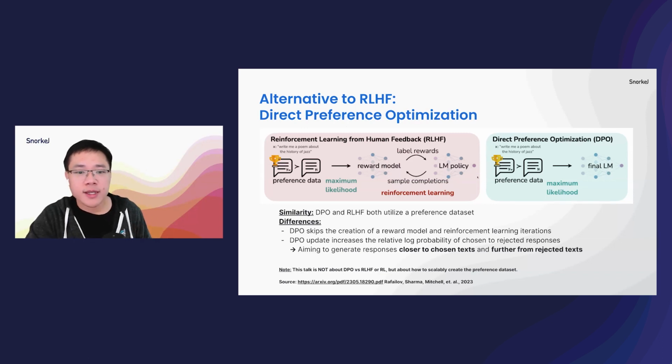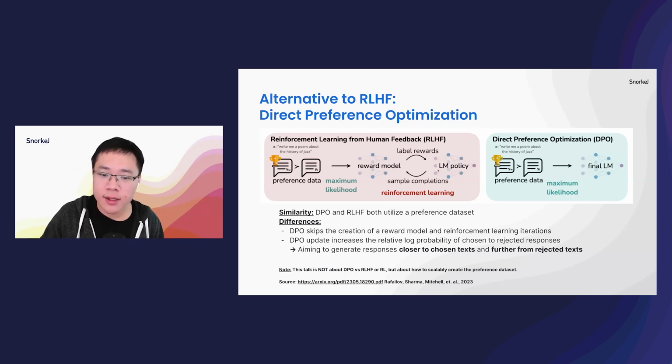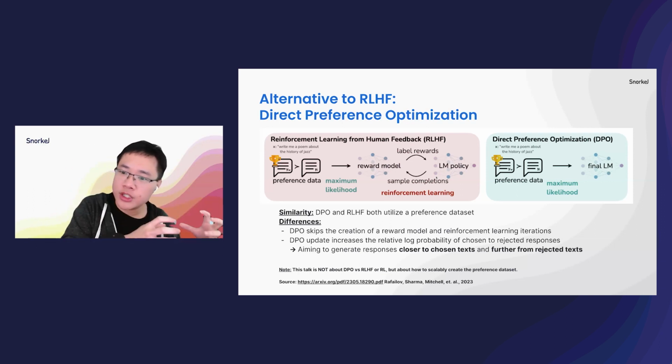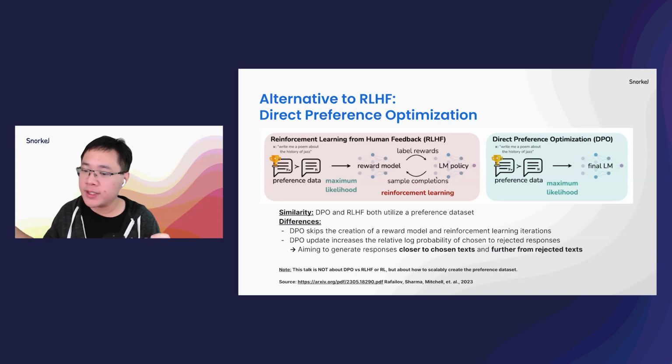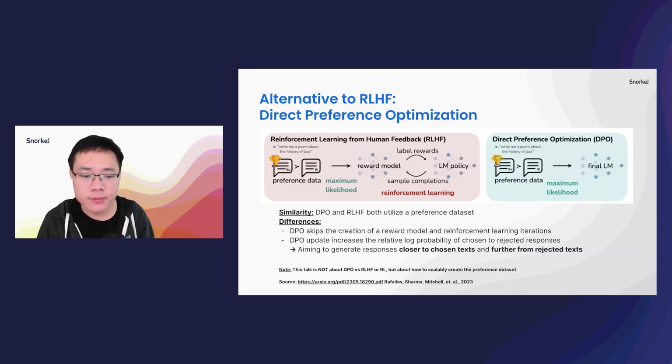But the difference is, instead of doing the reward model and the reinforcement learning piece, as I discussed before, DPO updates directly using the preference data. So it increases the relative likelihood of chosen to rejected response. What does this mean? You want to generate responses that are closer to the chosen text and further away from the rejected text. So you want to increase that gap. The chosen text will become more probable and the rejected text will become less likely to happen.